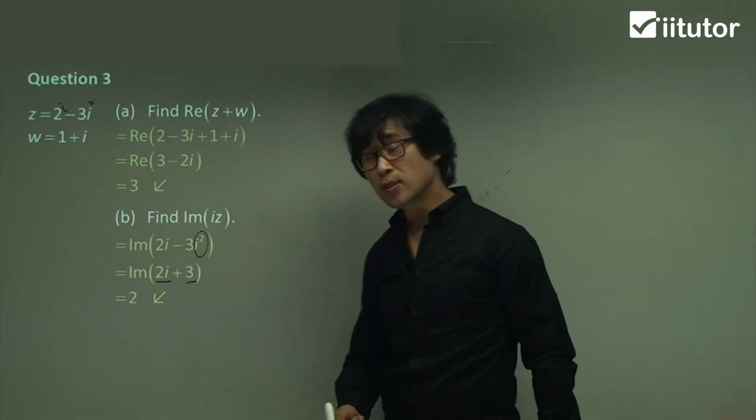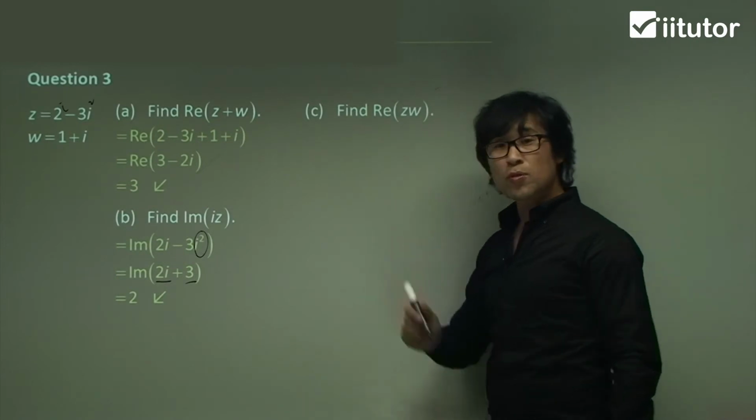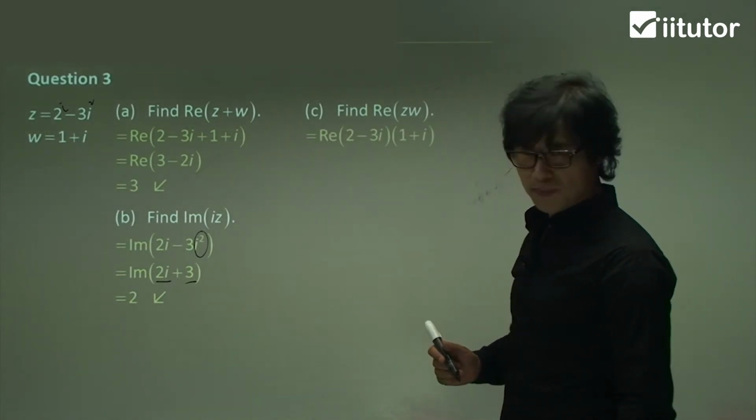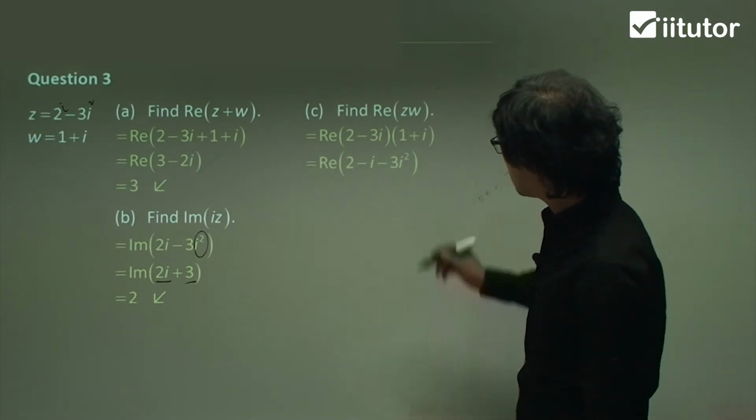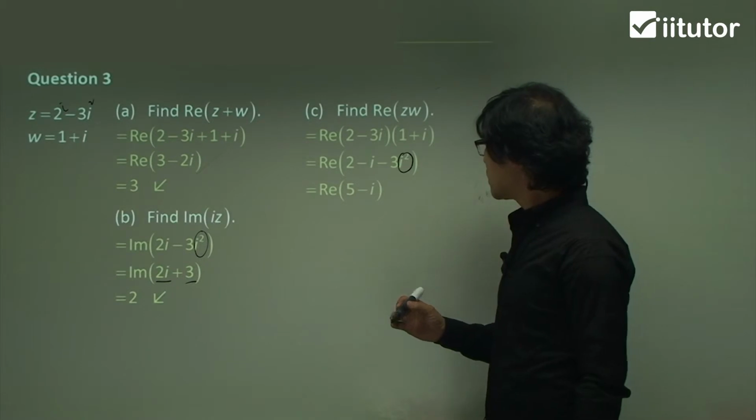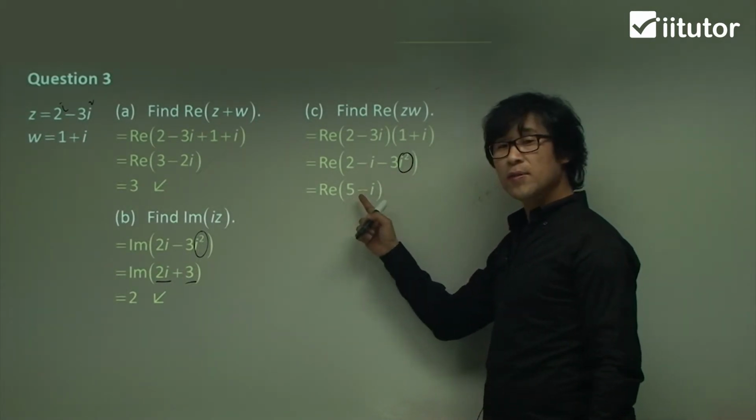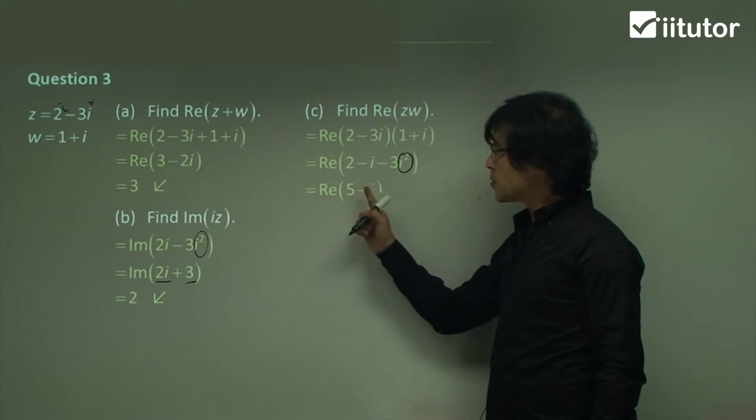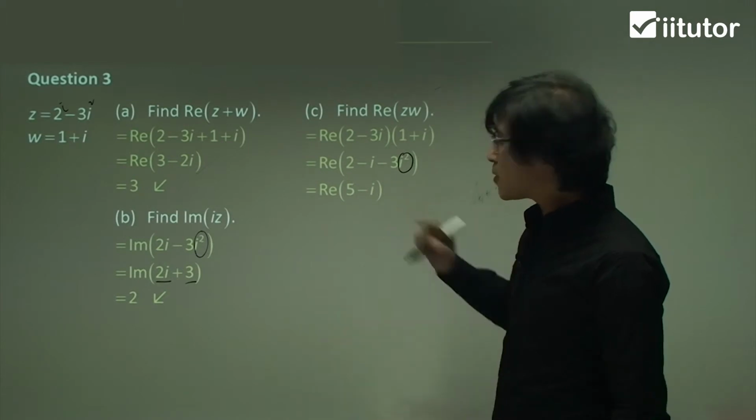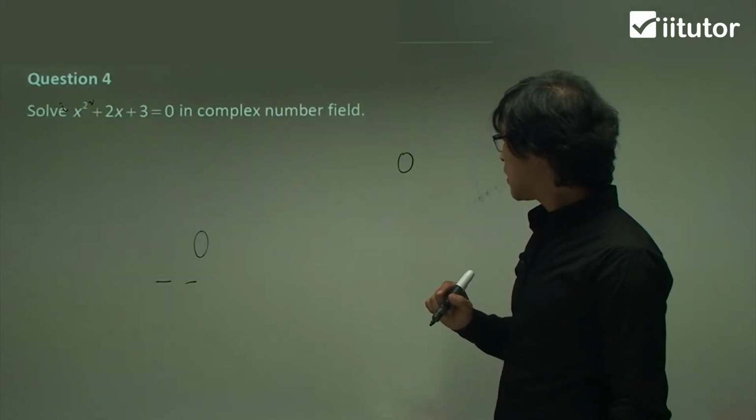Make sense, guys? Okay. Part C, all right. We need to multiply z times w first. Expand them. Anyone can do this. Expand. Make sure that is negative 1. So that's negative 1. So 2 plus 3 becomes 5. And the 5 is the real part of the complex number. Can you see? The answer is 5. No problem at all.